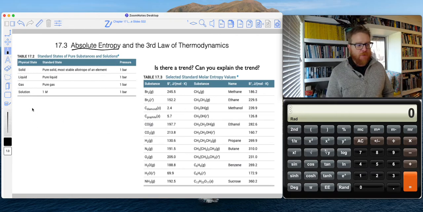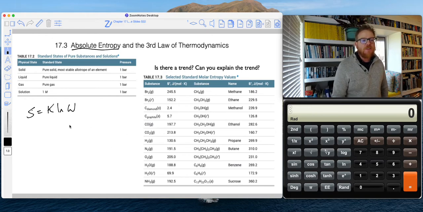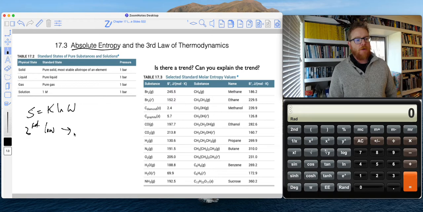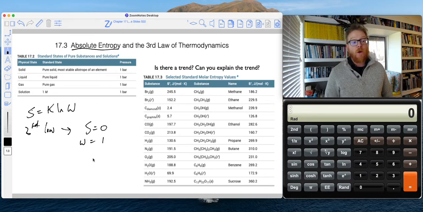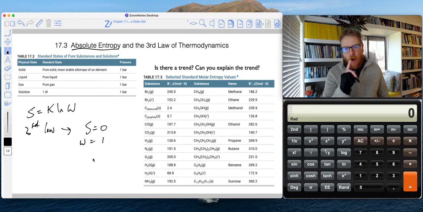And if we think about that for a moment, we wrote entropy as S equals k natural log of W. And if we think further on this third law, that tells us that S has to equal 0 at 0 Kelvin, right? Well, if S is equal to 0, then that means W has to equal 1. So in other words, at 0 Kelvin, there is only one singular way to arrange any molecule.